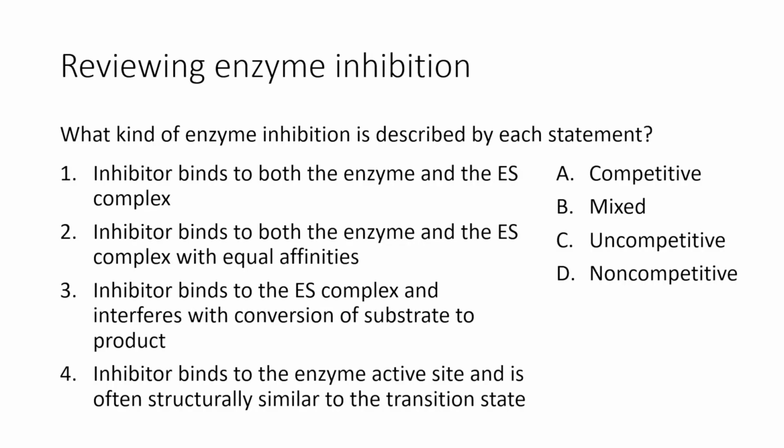Okay, so let's start with competitive. Which statement describes a competitive inhibitor? Exactly. A competitive inhibitor is one that binds to the enzyme's active site, and it is often structurally similar to the transition state. It's competitive because it's basically competing with the actual substrate at the active site of the enzyme. So which one of these is the opposite of competitive?